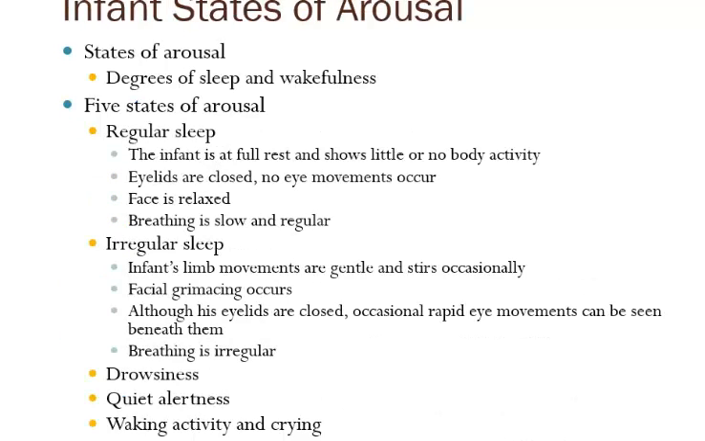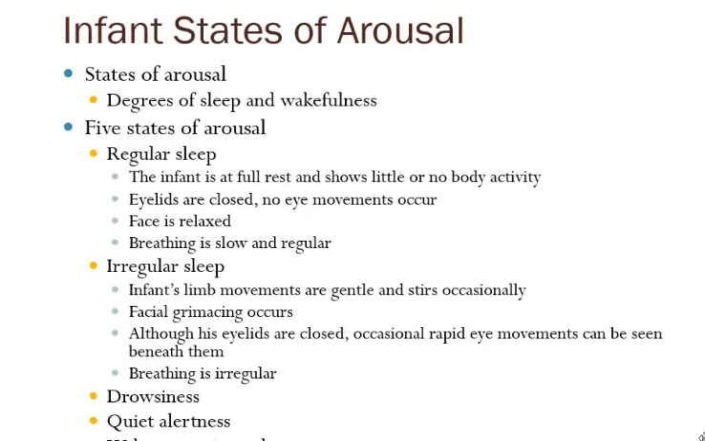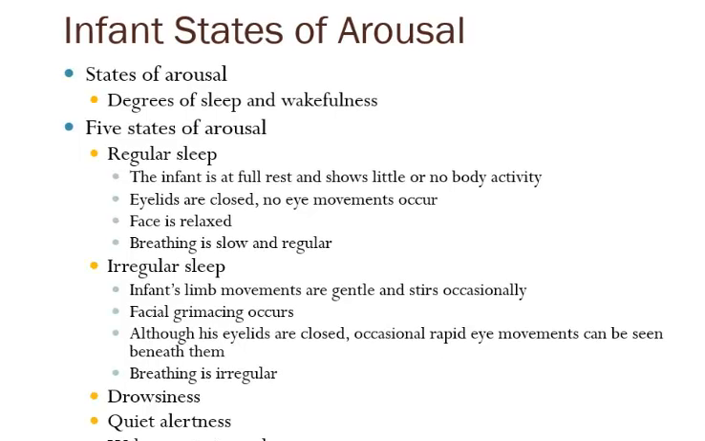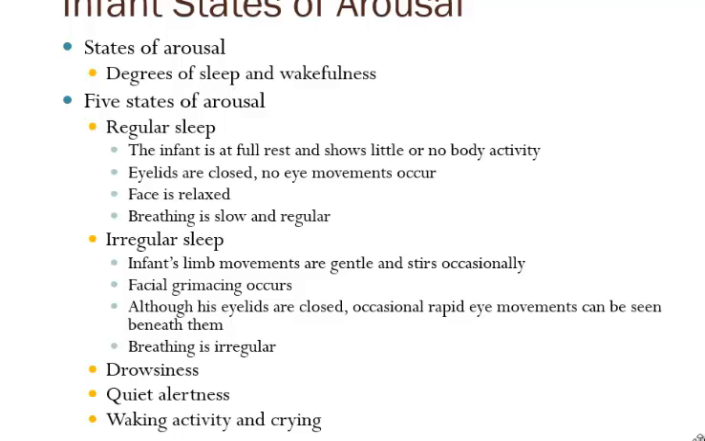A baby in general will also be studied to see how the baby is waking properly, and these things are measured in states of arousal. There's regular sleep, which is the lowest state of arousal. The infant is at full rest, and breathing is regular and normal. Then you have irregular sleep, in which the infant's limbs are stirring, but the baby is still asleep. There's drowsiness, quiet alertness, and waking activity and crying. Again, all of them will happen at one point or another, but when the infant is being tested for vital signs, the state of arousal does have to be noted.